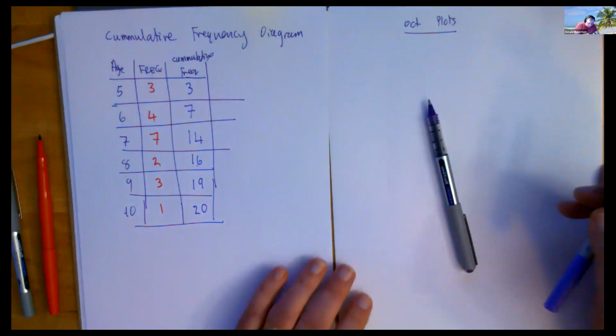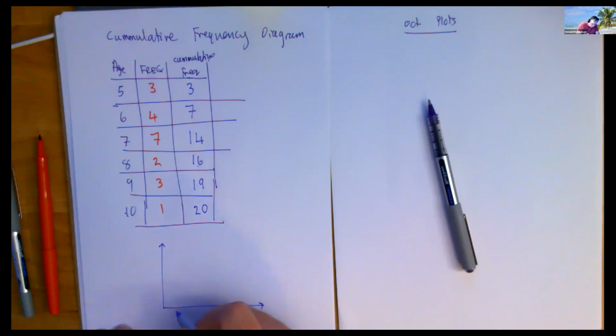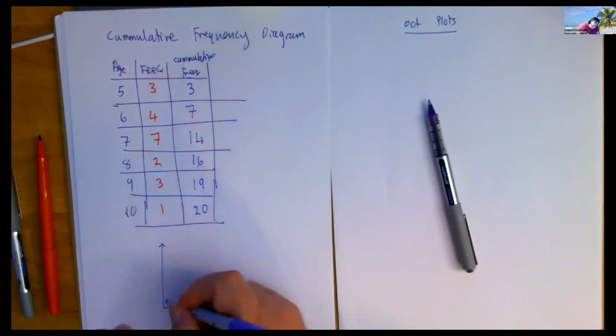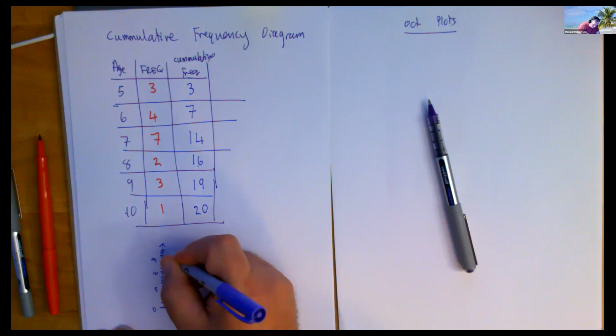Now, what does that fella look like? Well, along here, you can put age, and we'll go 5, 6, 7, 8, 9, and 10. But you don't do a histogram with these. Have you ever heard of a thing called a line chart? It's basically a chart made up of lots of lines zigzagging along, line chart. It's going to look a bit like that. So the biggest number I need is 20. So I'm going to go 0, 1, 2, 3, 4, 5, 6, 7, 8, 9, 10, 11, 12, 13, 14, 15, 16, 17, 18, 19, 20.